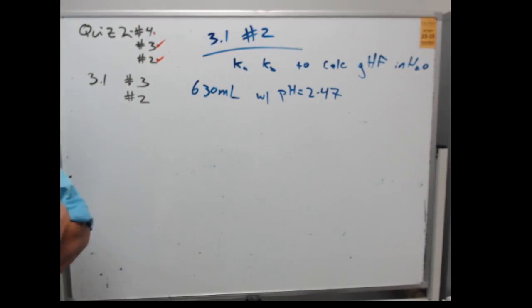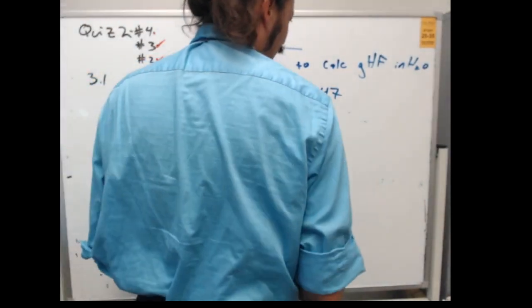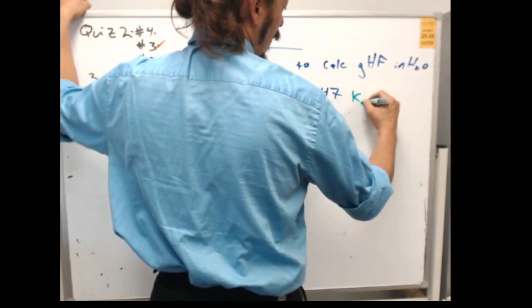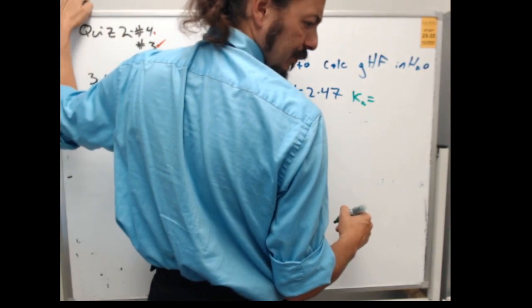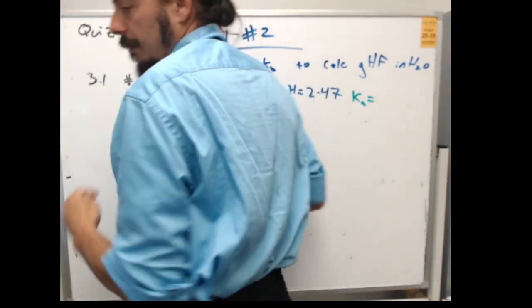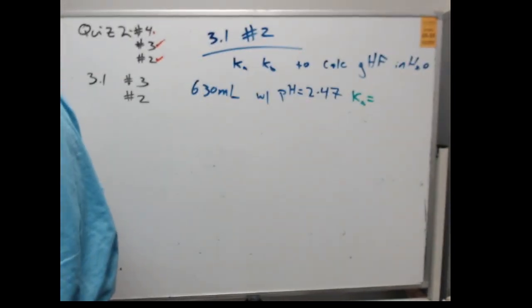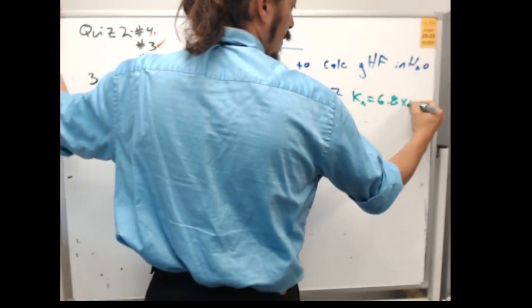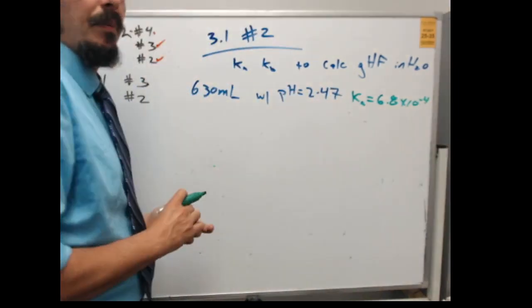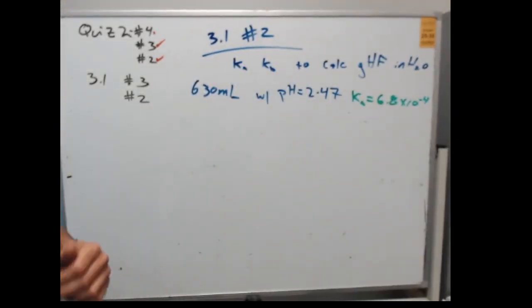It tells us to look up Ka and Kb. So we can look up the Ka for HF. It has a value of 6.8 times 10 to the minus 4. Not explicitly given, but pretty easy to find. Almost explicitly given. It tells us not to use the x is small approximation. What the heck do we do? It's got grams of HF in water.